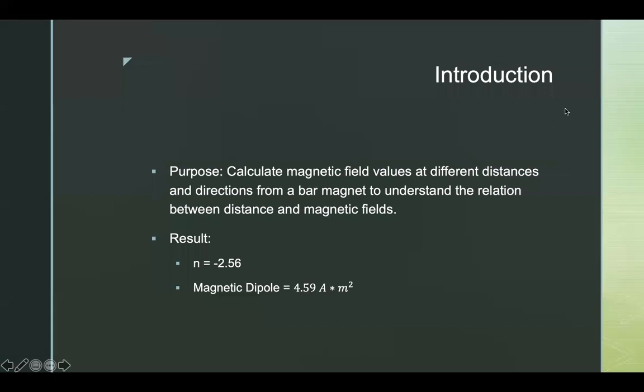So, introduction for this lab. The purpose of this lab was for us to calculate the magnetic field values at different distances and directions from a bar magnet to understand the relation between distance and magnetic fields. And the results that we had, quick overview from this experiment, was that n was equal to 2.56 and the magnetic dipole moment was equal to 4.59 ampere meters squared.